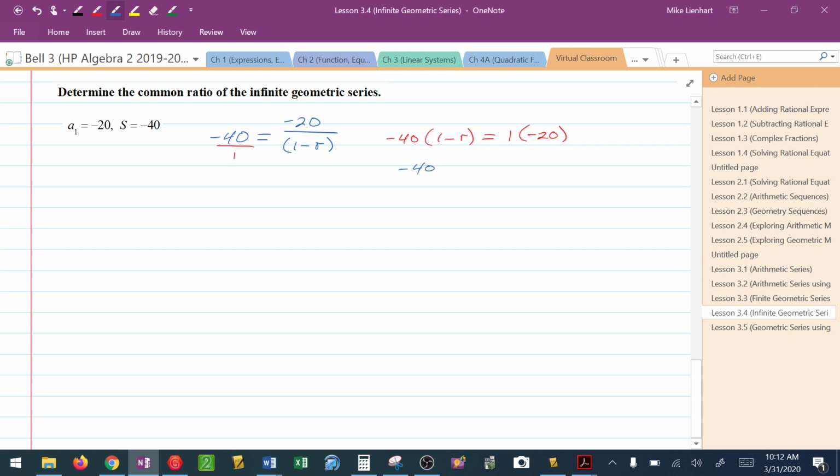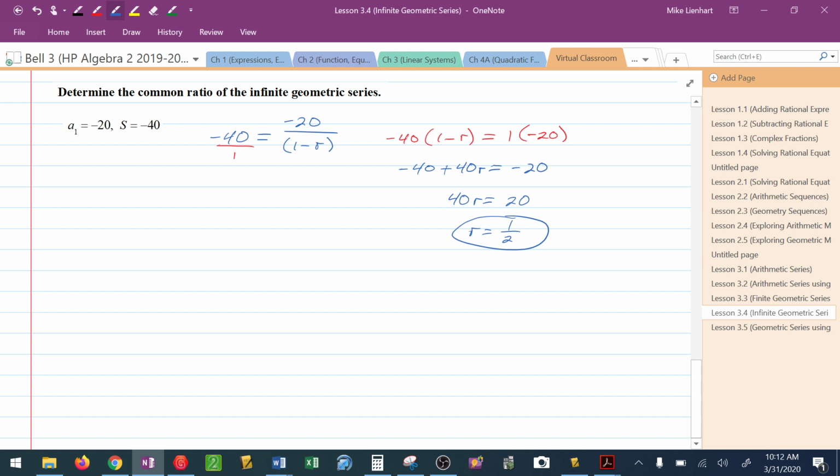I have negative 40 plus 40R is equal to negative 20. I'm going to add 40, so 40R is equal to 20. Divide both sides by 40. I get R is 20 over 40, which is 1/2. And that makes sense because I know that there was a sum able to be found in an infinite series. That means that the R value has to be less than 1. The absolute value of R has to be less than 1.